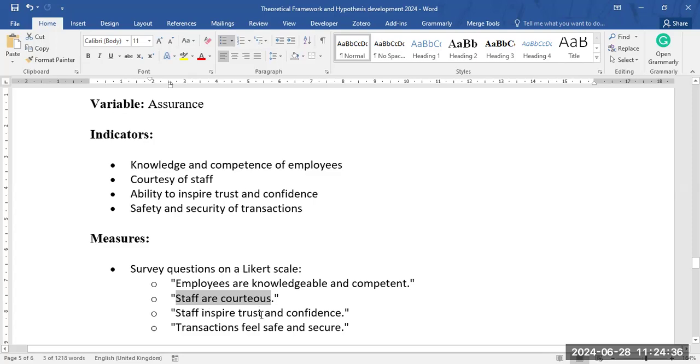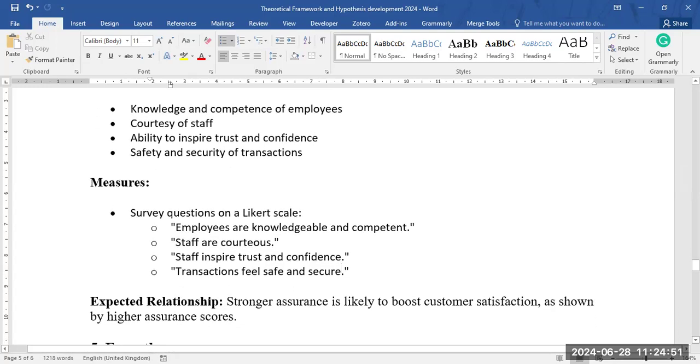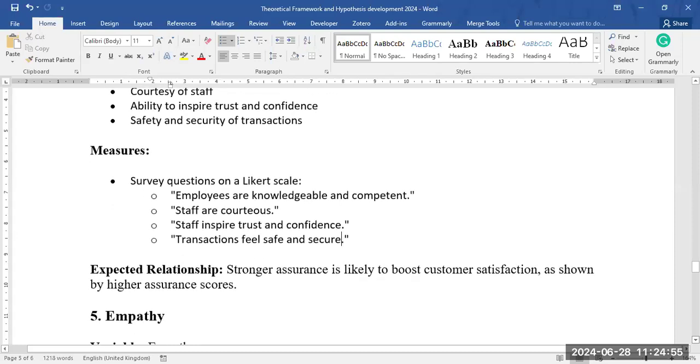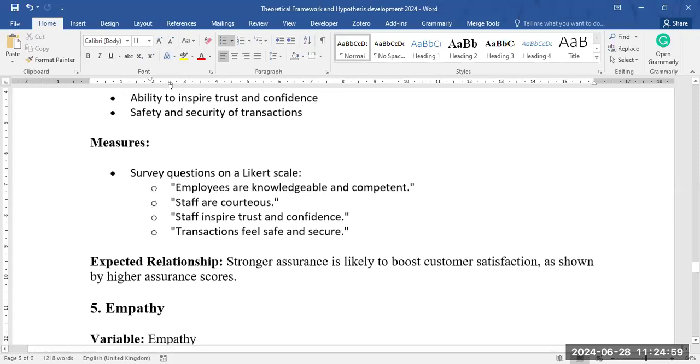Ability to inspire trust and confidence: the staff inspire trust and confidence. If you agree, you put 5, otherwise other scores. Safety and security in transactions: transactions feel safe and secure. This is a measure, and they ask some questions about that. If you agree, you can put 5, otherwise you can put other scores. So stronger assurance is likely to boost customer satisfaction.